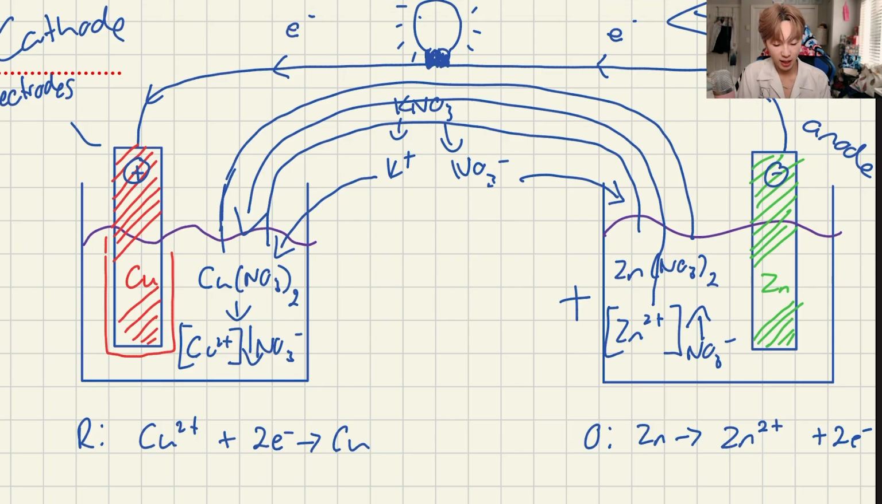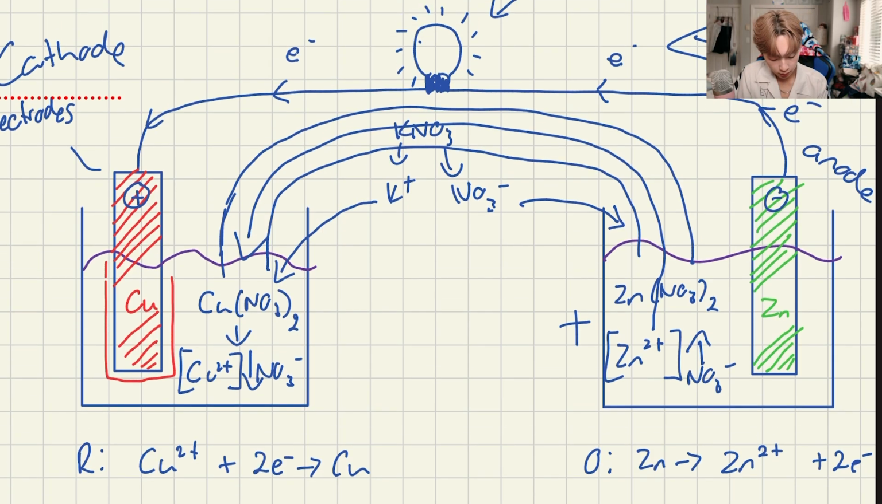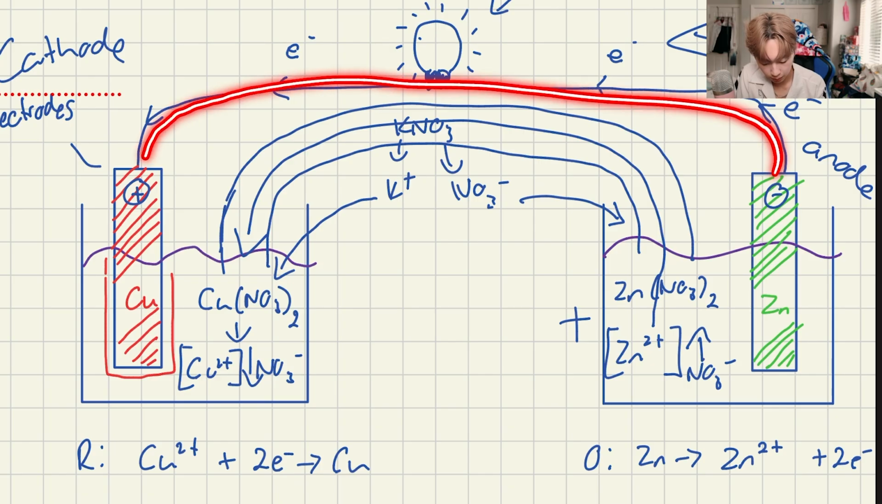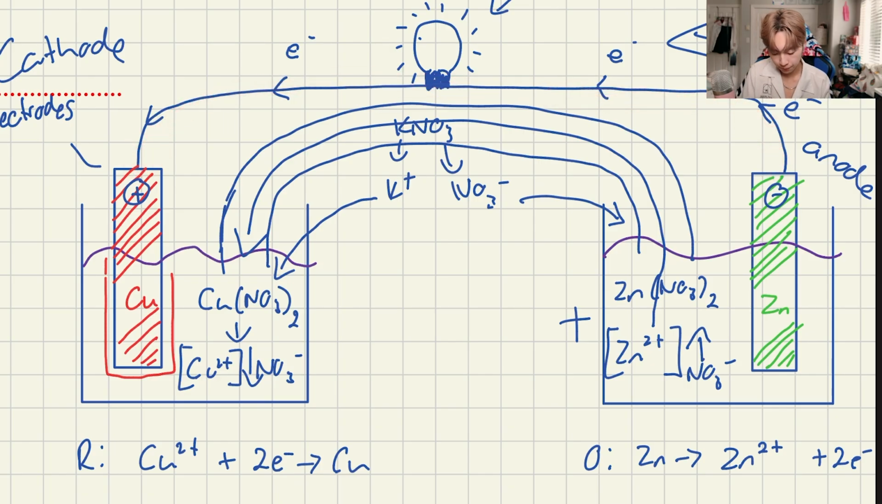So here's a quick recap of what's happening. Our zinc electrode here at the anode is going to turn into its ions plus 2 electrons. So our zinc metal is slowly going to decompose and die. And the products, which are zinc 2+ and electrons: our zinc will go into the solution, and our electrons will go through this wire, power the light bulb, and go towards our cathode.